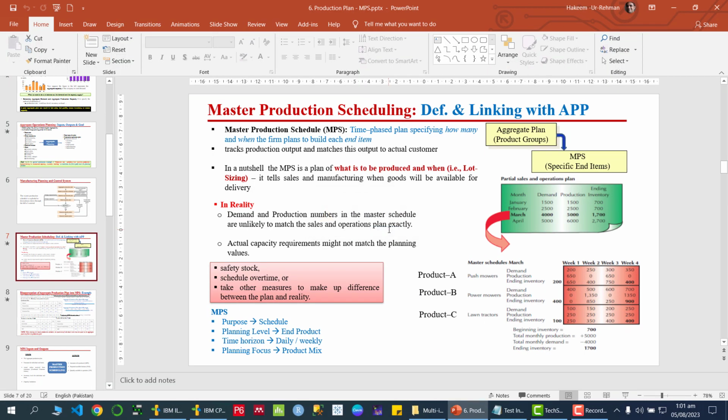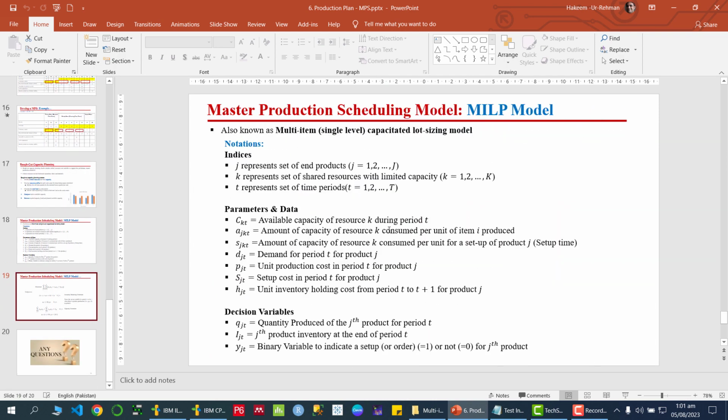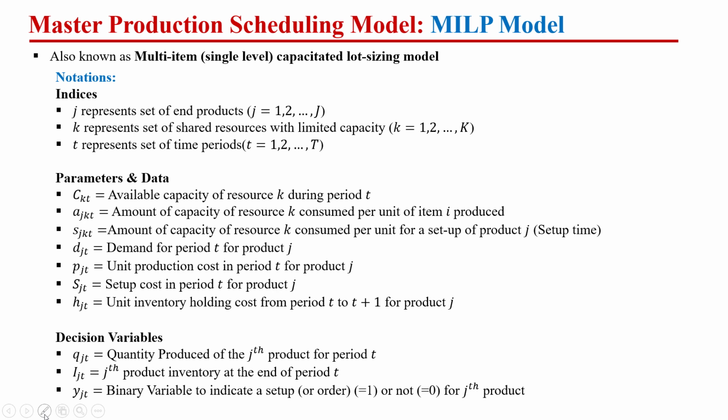So let me show you the mixed integer model for the master production schedule. That is basically this one. The model we have for the master production schedule is the mixed integer linear programming model. This model is also known as the multi-item single level capacity lot sizing problem. Multi-item means multiple products, because we have multiple end products. Single level means we are not considering the bill of material. We are only considering the end product.